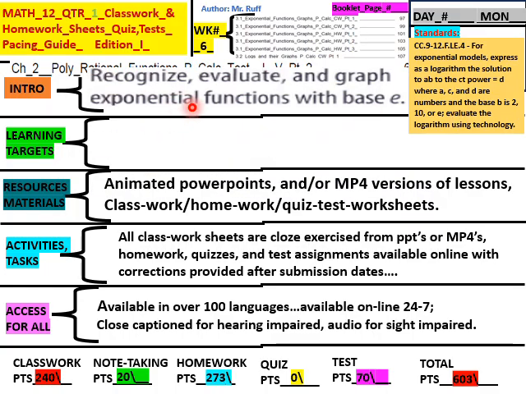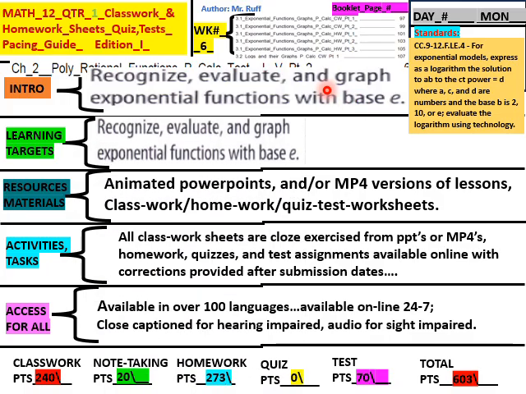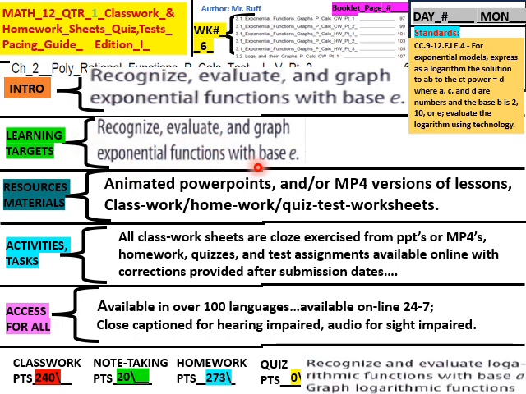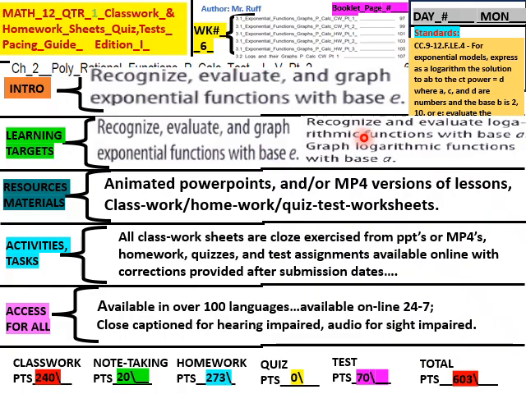The intro to week 6 is recognize, evaluate, and graph exponential functions with base e. That's our intro. And then your learning targets are recognize, evaluate, and graph exponential functions with base e. And then also recognize and evaluate logarithmic functions with base a. Graph logarithmic functions with base a.